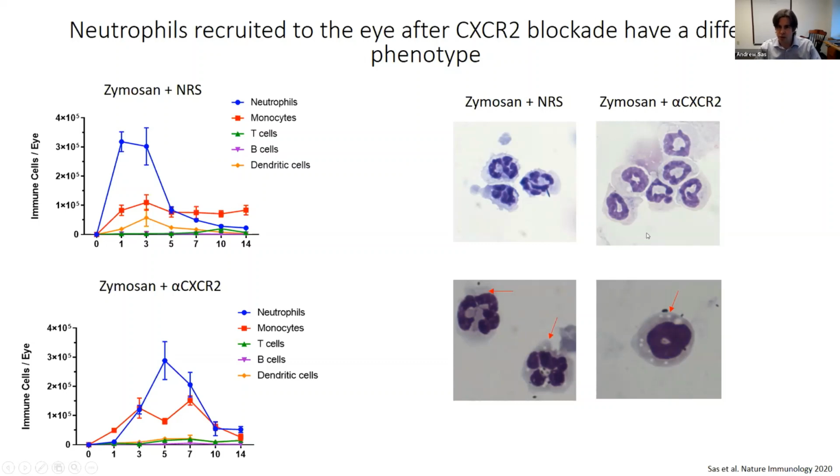But in the flow sorted neutrophils from the mice injected with Zymosan plus the anti-CXCR2, the neutrophils had this ring morphology, which is sometimes thought of as an immature or an alternative morphology. They still had granules, which we could visualize through a Giemsa-Wright stain, but they morphologically looked different.